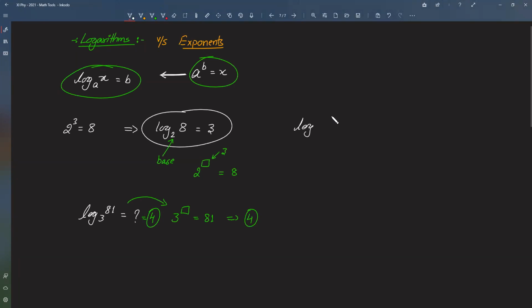Similarly, log x to the base 4 is equal to 3. So what is this x? 81. Try again. When you say 81, that means 4 to the power 3 is equal to 81, which is wrong. Sir, 64, sir. That will be, x will be equal to 64.